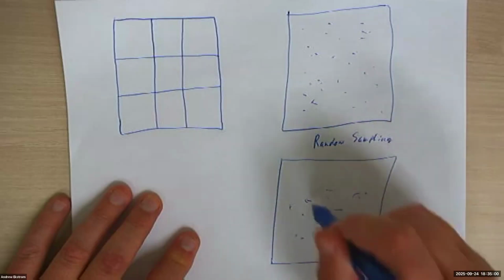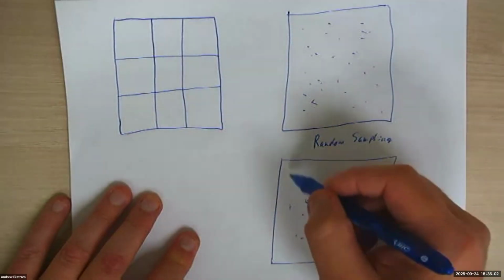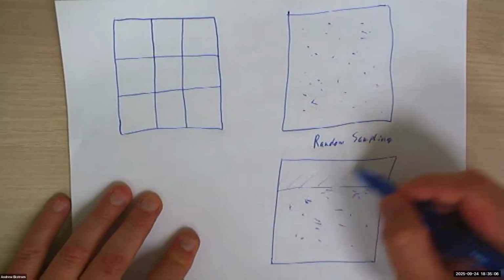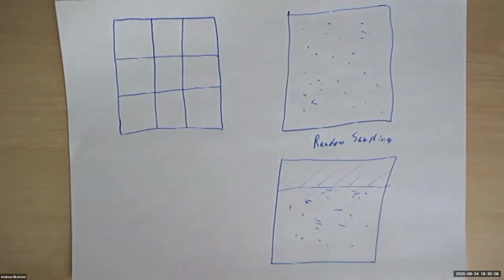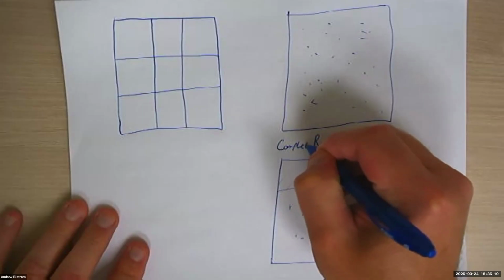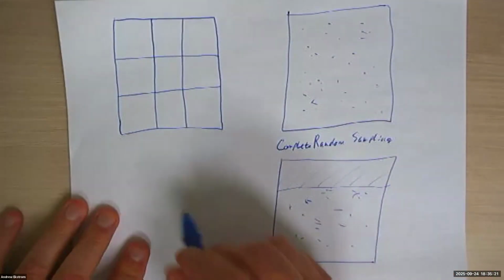One of the downsides of random sampling is I can have it happen something like that. If you notice, there isn't any sampling done up in this upper part here. So this is completely random sampling.